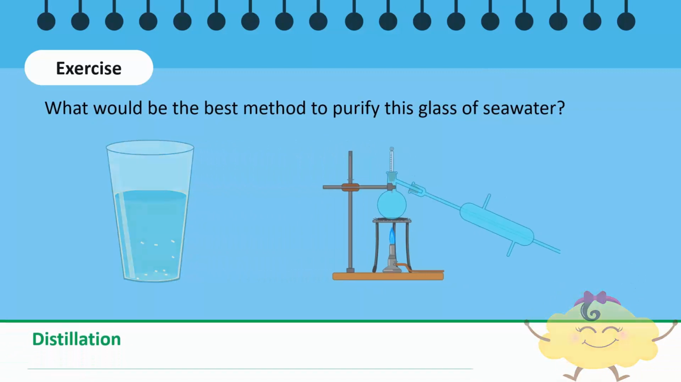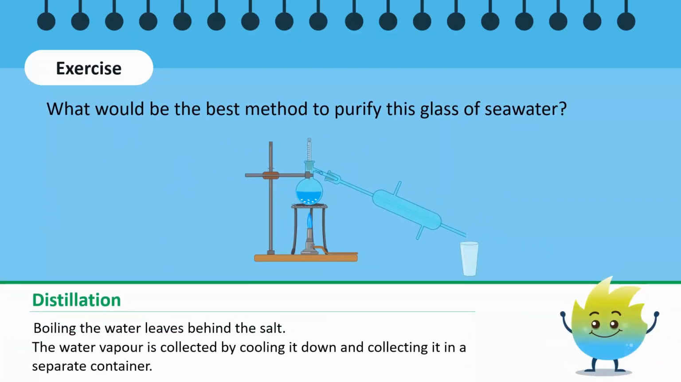Distillation. Boiling the water leaves behind the salt. The water vapor is collected by cooling it down and collecting it in a separate container. Now I can drink it.